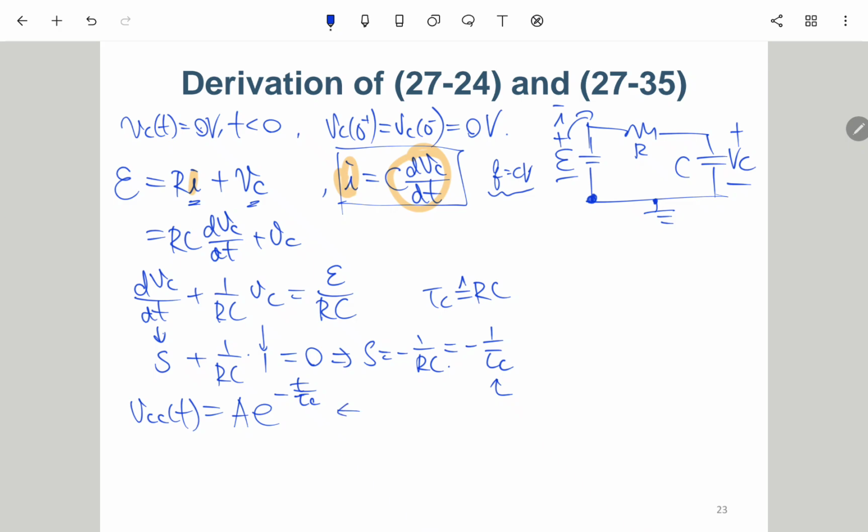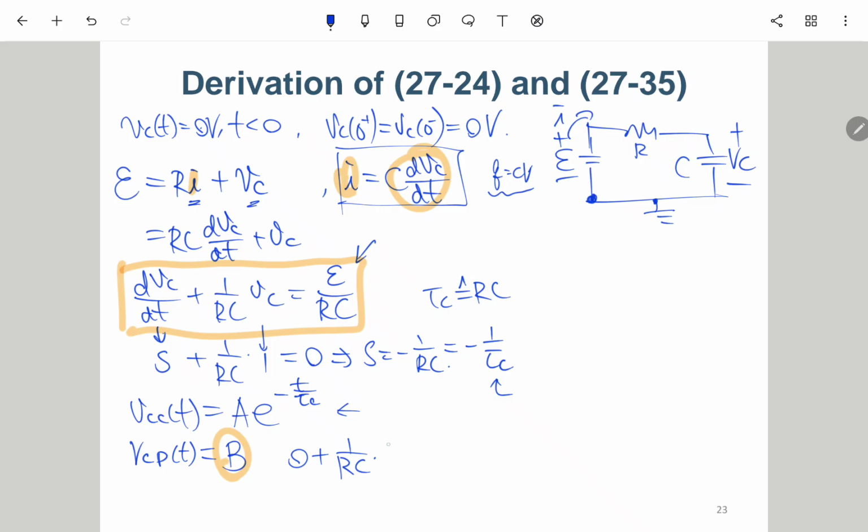Okay, so this is the complementary solution, and then the VCP, the particular solution for this one. This is a zero order polynomial, so we just assume it is another constant B. We plug this into here. The first derivative of a constant is 0, and then plus 1 over RC times B equals E over RC, which means E equals B.